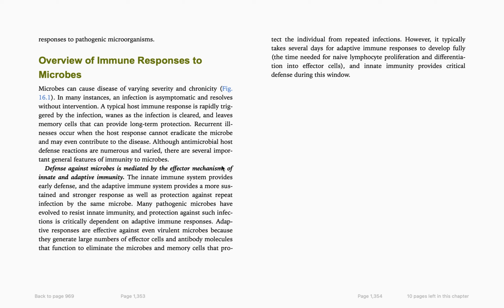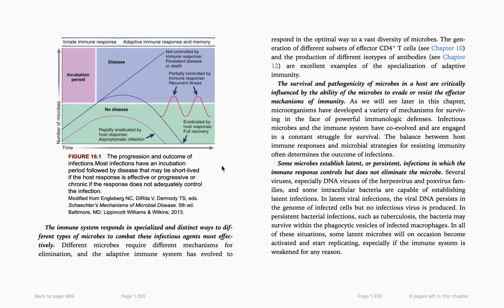However, it typically takes several days for adaptive immune response to develop, the time needed for naive lymphocyte proliferation and differentiation into effector cells. And the innate immune system provides a critical defense during this window. So here we have Figure 16.1, the progression and outcome of infection. Most infections have an incubation period followed by disease that may be short-lived if the host response is effective, or progressive or chronic if the response does not adequately control the infection.